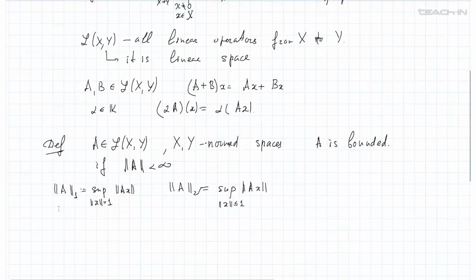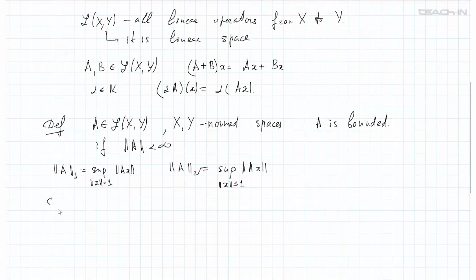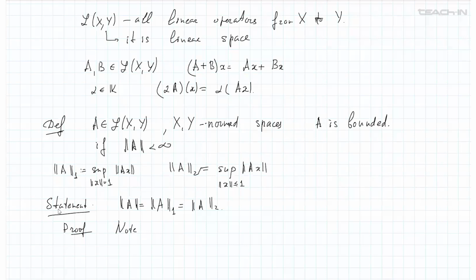And the statement is that all these norms are the same. Note that by definition, of course, we have some inequalities. For example, this norm is not greater than this norm. Yes, less or equal, because the ball is a larger set than the unit sphere.